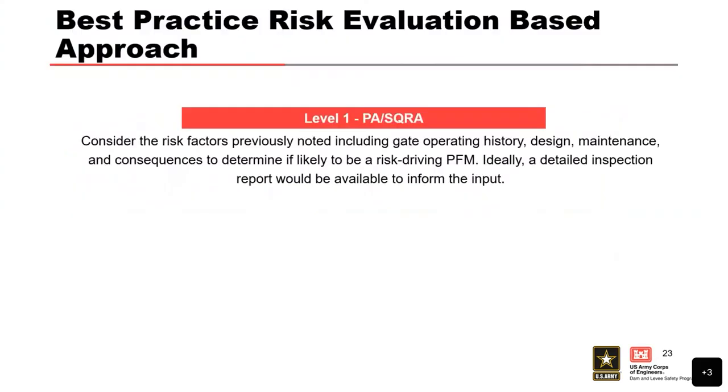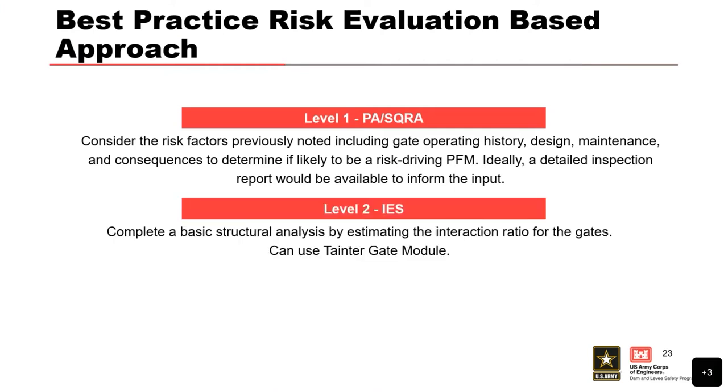So this level one, usually during a periodic inspection, periodic assessment, or an SQRA, you're using information that you already have from operating history, from the design, from the maintenance, and looking at consequences of a gate failure and determining if this could be a driving potential failure mode. And again, ideally you have inspection reports and information to make a decision at this point.